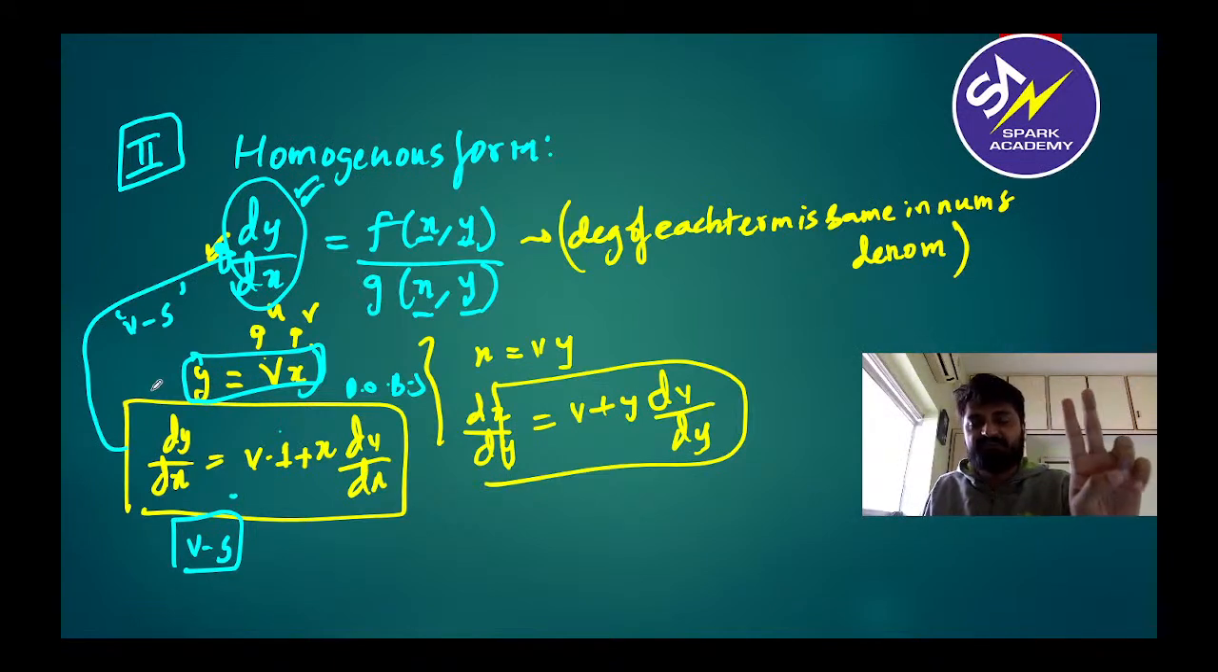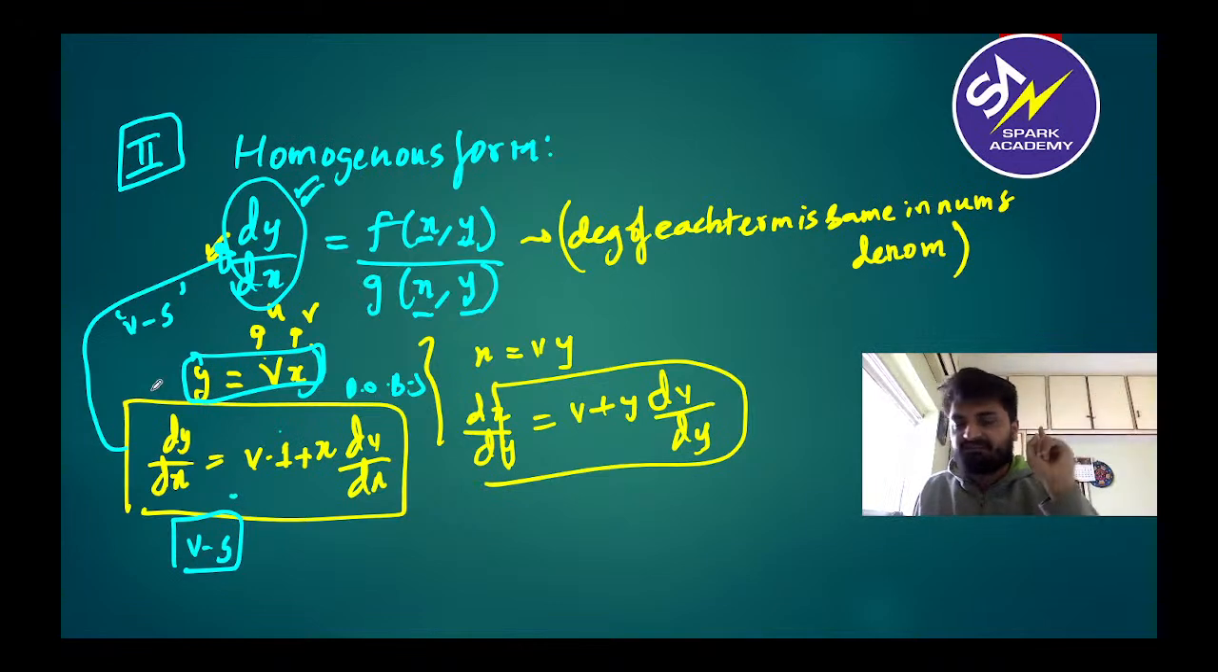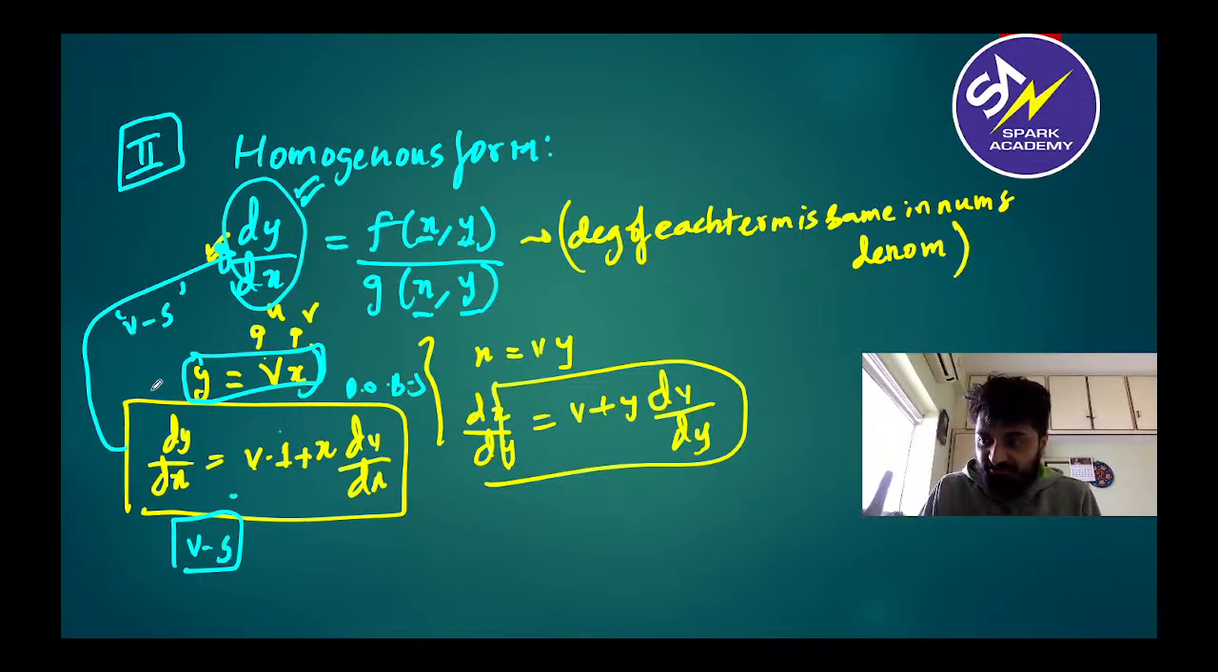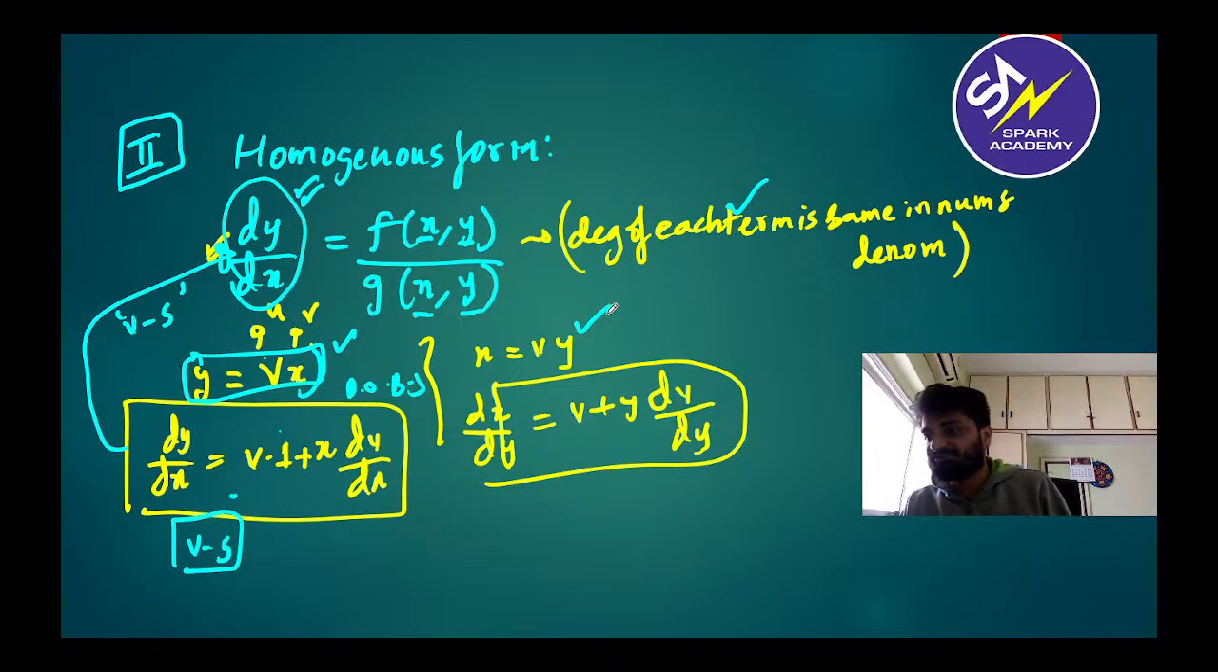So we learned two methods to solve differential equations. The first method is variable separable, where we separate variables x and y and integrate. The second is homogeneous. How do you identify it as homogeneous? The degree of each term in the numerator and denominator is the same. So you need to assume either y equal to vx or x equal to vy, depending on the question, differentiate on both sides and substitute back. We'll do problems so you'll get more clarity.